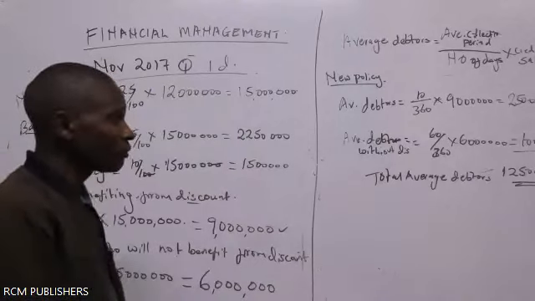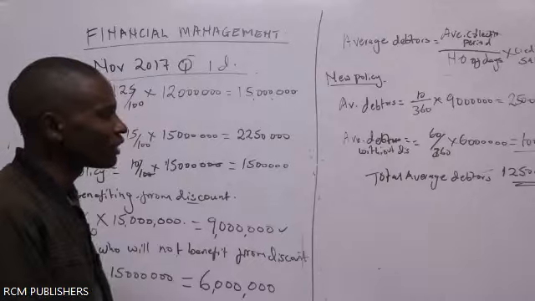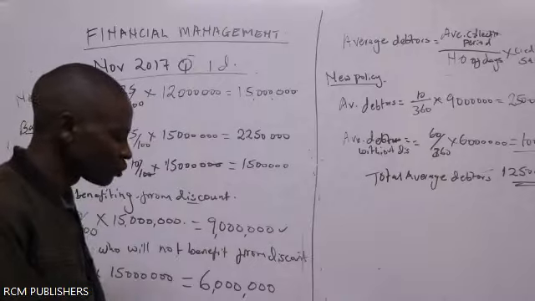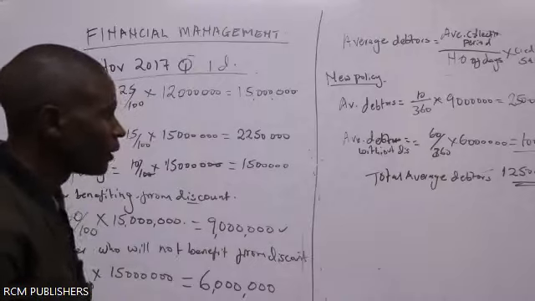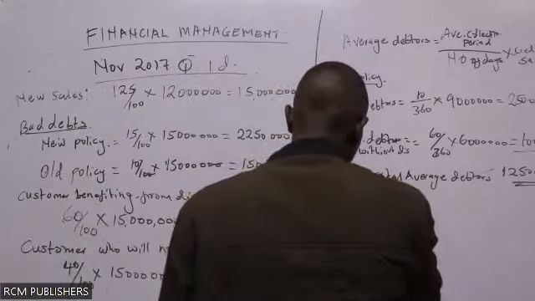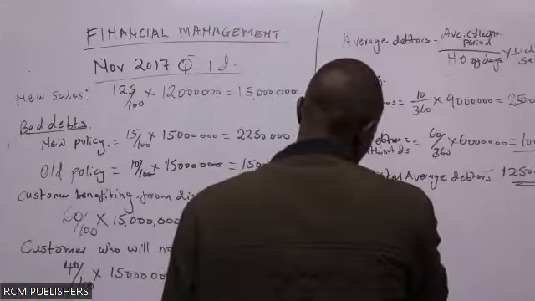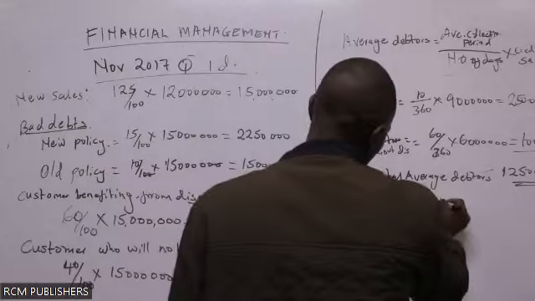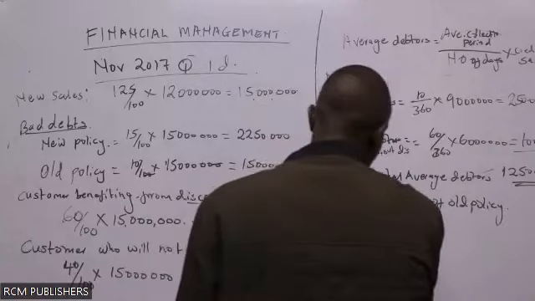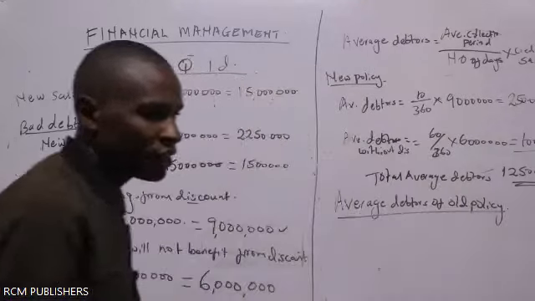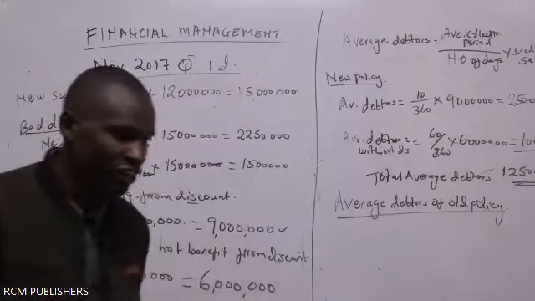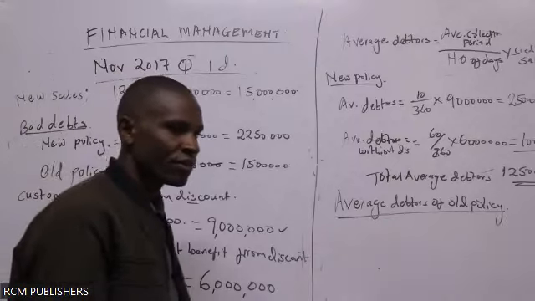Then from that point, it is now easier for us to see what is happening here. Let's see about the average data of old policy. Old policy tunakumbuka sales zake tunakumbuka walikuwa na condition inakaaje? They were to pay within the how many days? Pay within how many days?